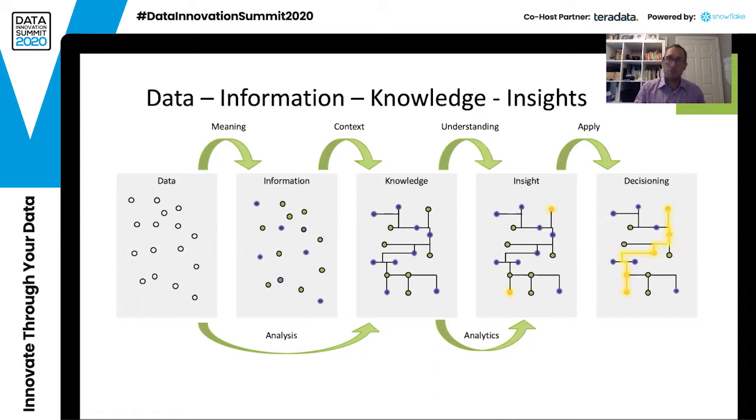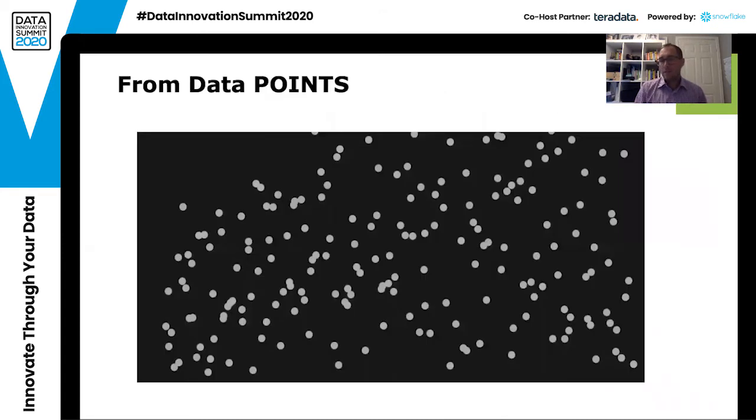It's really important to understand that you need strong data management capabilities to move that data into the right format to get to where you need to be. Essentially, you think of data by itself as just data points. Looking at this page, data is just dots. It doesn't mean anything by itself, and there's no meaning there.